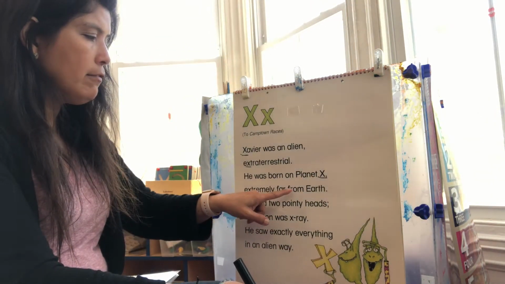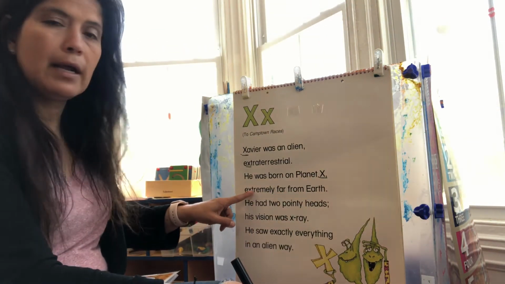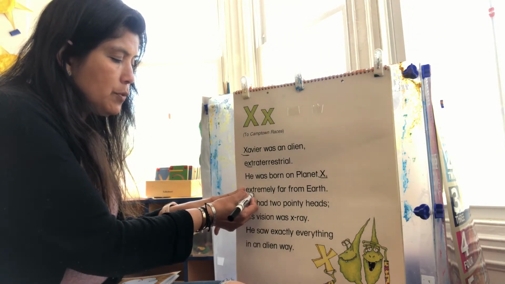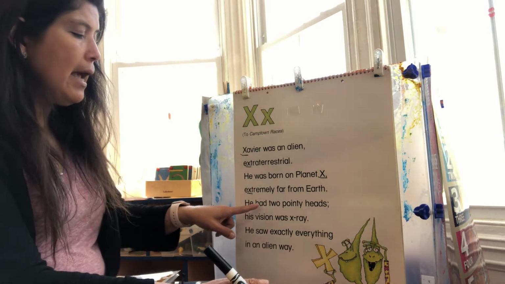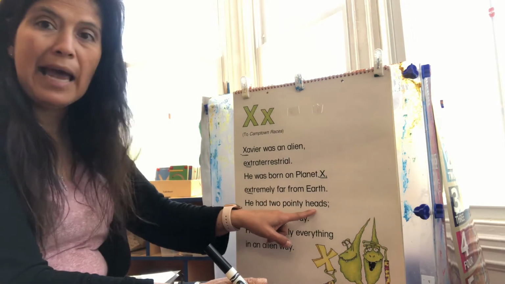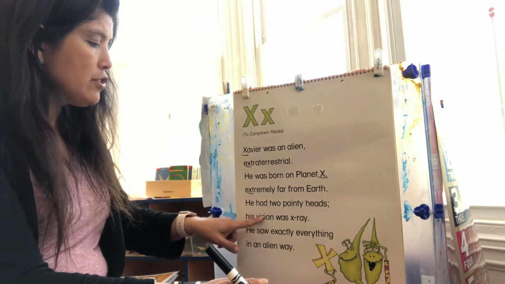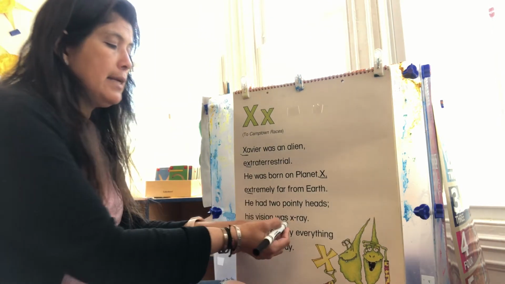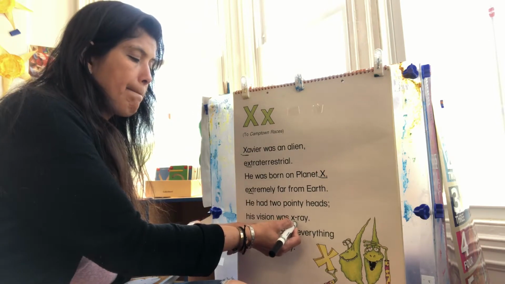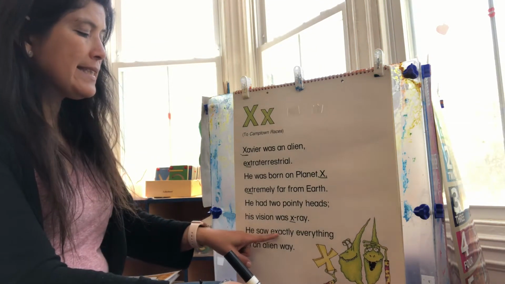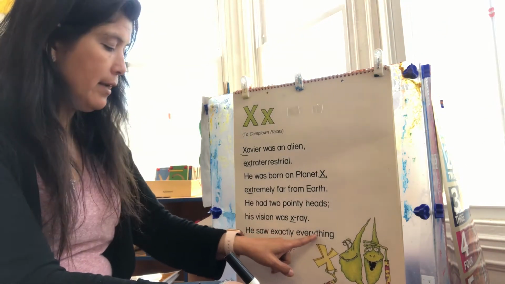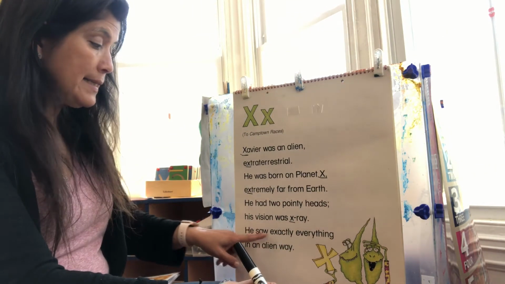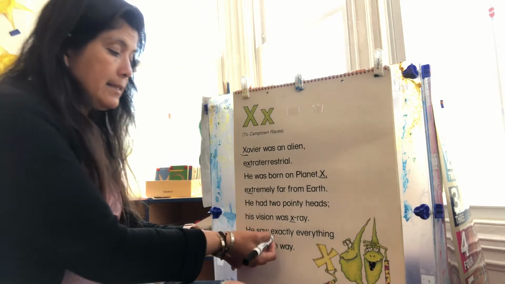Extremely far from Earth. And in the word extremely, there's a lowercase x, which we'll underline. He had two pointy heads. His vision was X-ray. The word X-ray has an X. He saw exactly everything in an alien way. Now the word exactly has an X.